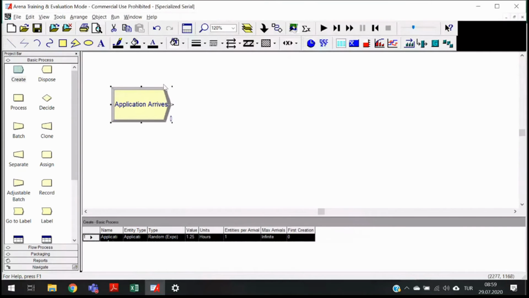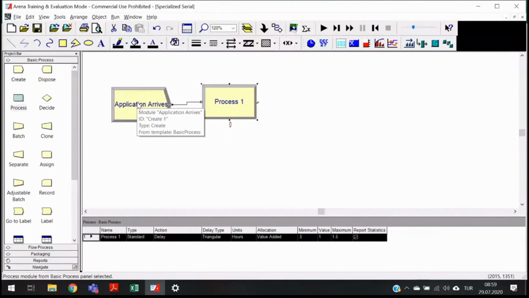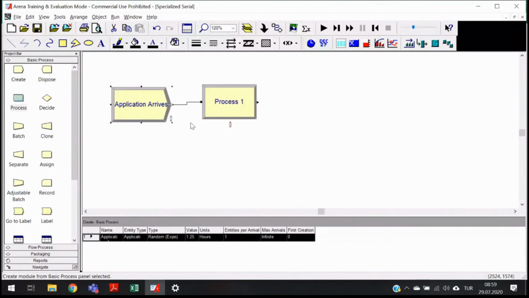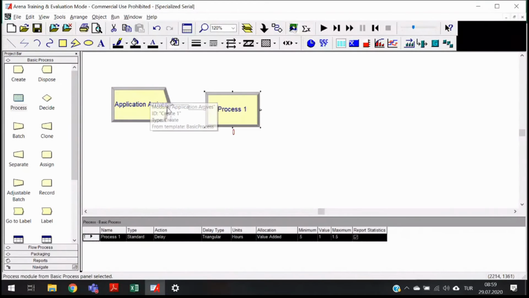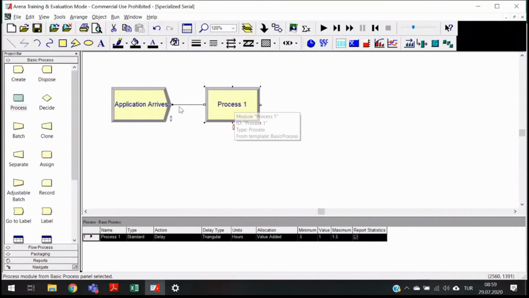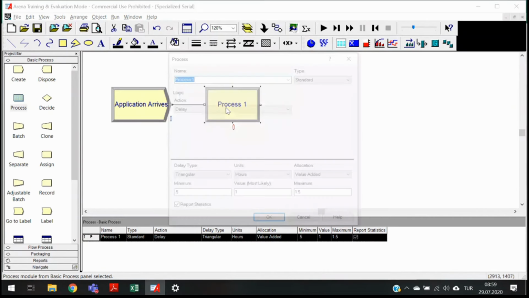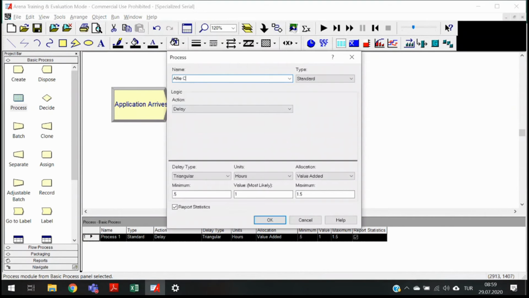Now I am going to add a process, the first process here. While the create module is selected, if you add a process, it will automatically connect it. So the first application that arrives is going to go through who? Alfie, right? So we need to change the name of this process. We say that Alfie checks credits. Okay, the name of the process is this.